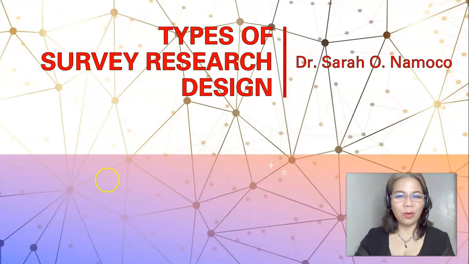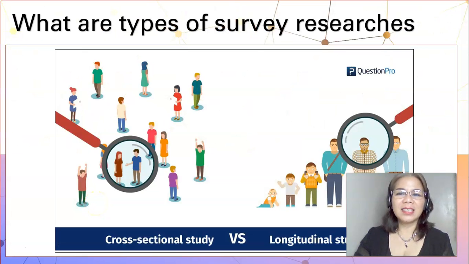In this video, we shall be talking about the different types of survey research design. Friends, in a survey research, there are two basic types. One is cross-sectional study and the other one is longitudinal study. In this video, we shall be talking about the characteristics, the advantages, disadvantages, and the different types of each of these research designs.